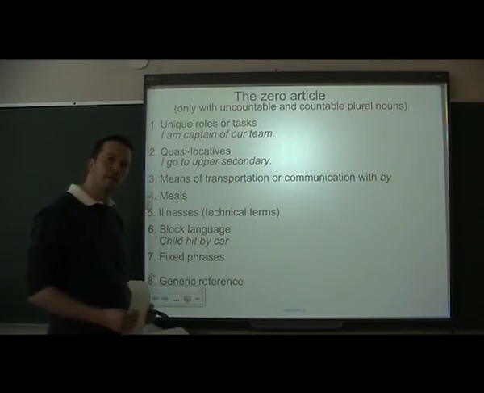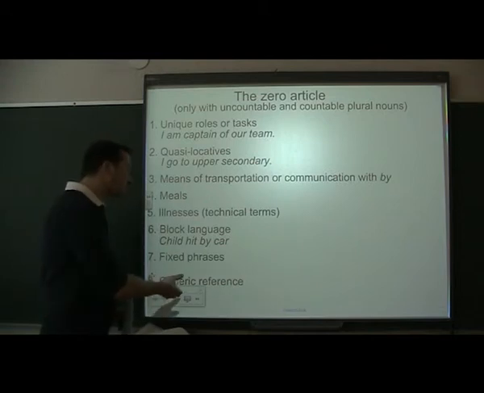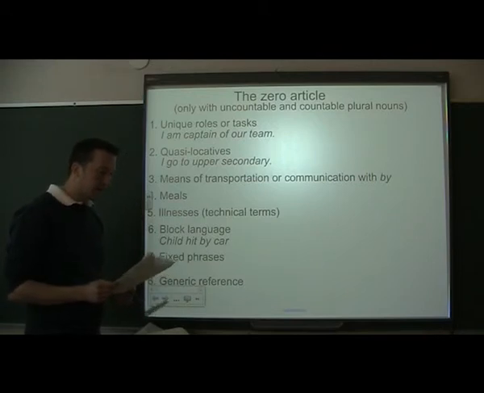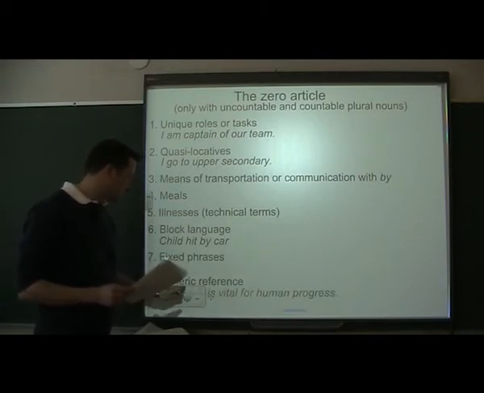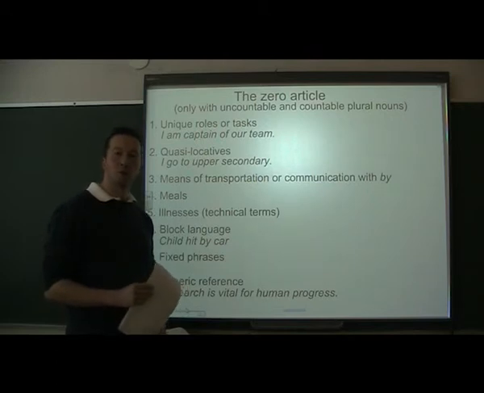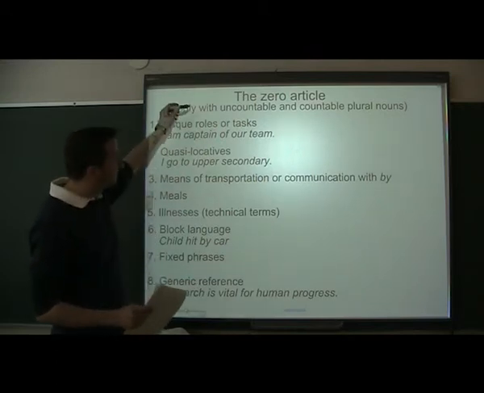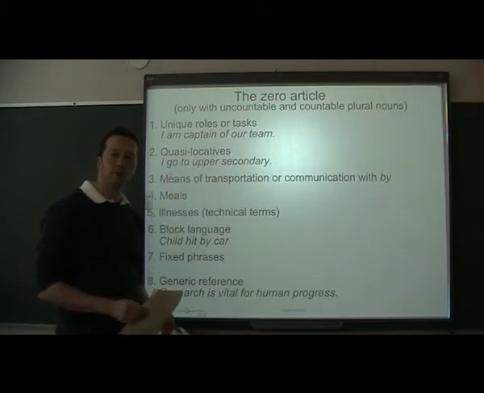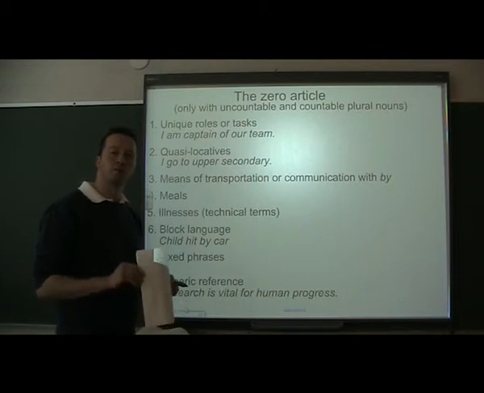And finally, we use it with generic reference, and that's the most common way to have a generic reference with the zero article. We can say research is vital for human progress, for example, or love conquers all. But do notice that there's the same limitation here. Only use the zero article with uncountable or plural countable nouns. Wonderful. And then we'll have a look at where to place the article.